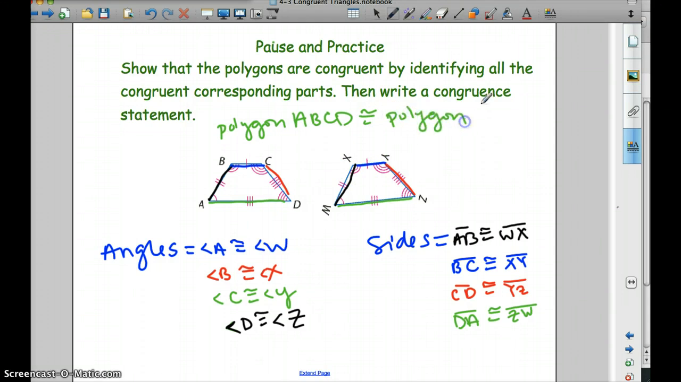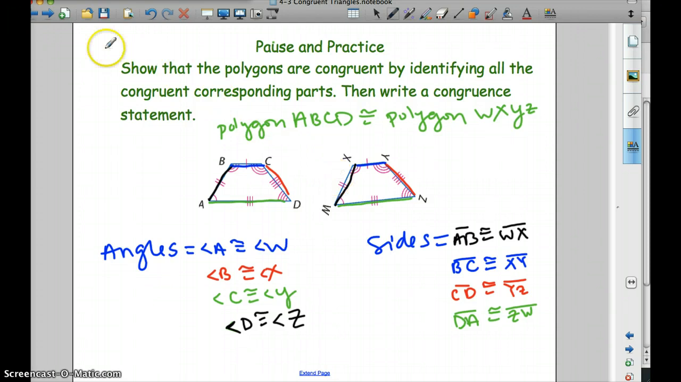Because order does matter. So what was congruent to A? It was W. What was congruent to B? It was X. C was Y. And D was Z. So that would be your final answer for that.